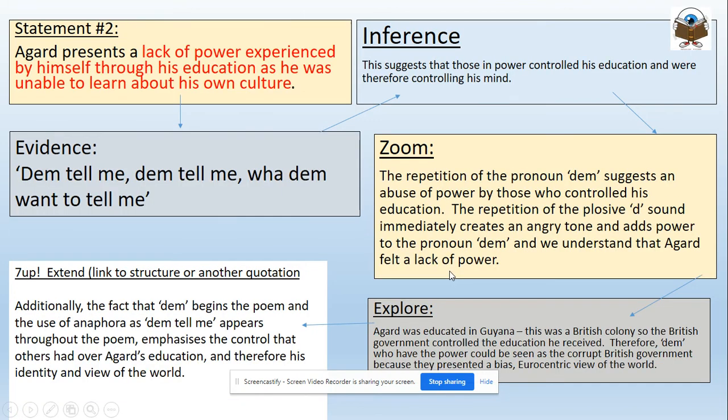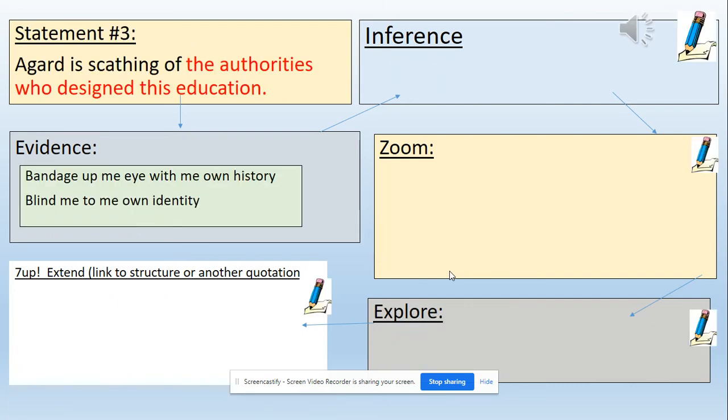The second one has been done completely for you, so just read through that. I haven't said anything about the 7-up bit as well, but thinking about linking to the structure or another quotation is what you want to do if you want the higher marks. But read through that. It's all good revision and ready for your essay.